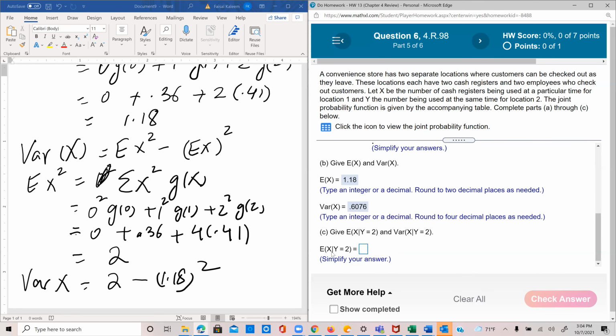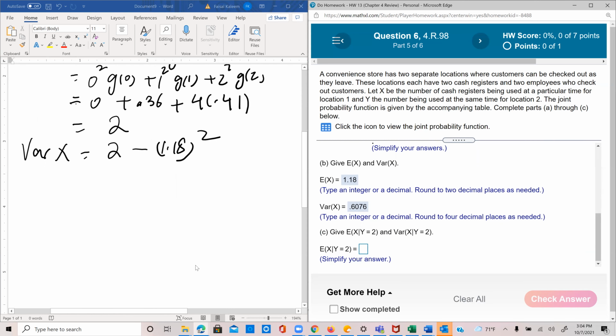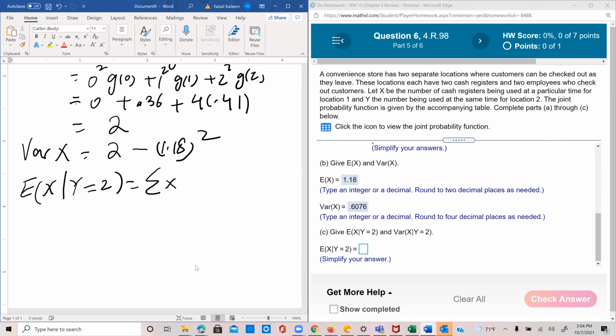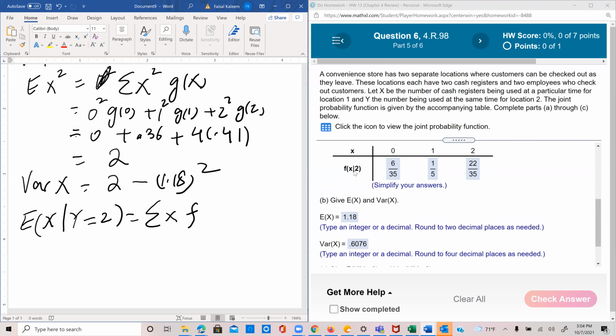Okay, and now we want expected value of x given y is equal to 2. Normally, if you just wanted expected value of x, it'd be summation of x times g of x. So this time it would be x times the distribution of x given y equals 2, which we were calling f of x given 2.